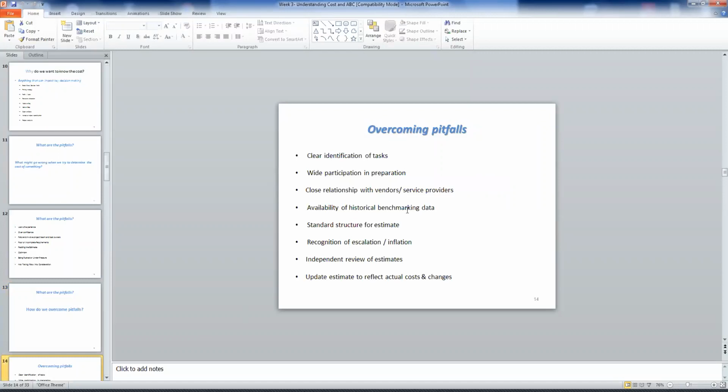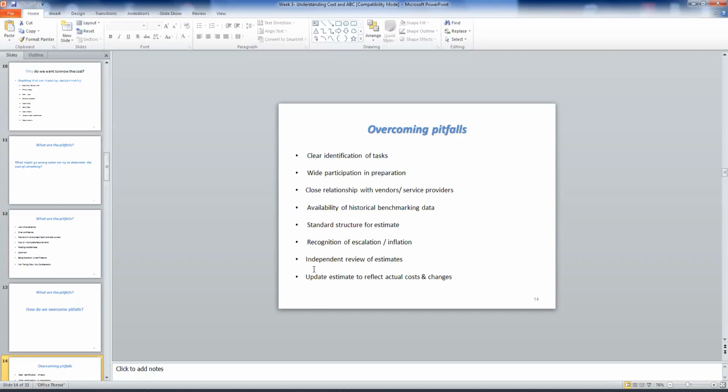But there are some other strategies too, right? So we want to make sure that we clearly understand the activities that are going on when we build a product or we have a service. And we want to have wide participation in the preparation. So the management accountant cannot do this alone. He or she has to sit down with everybody involved in the process: the purchasing people, the manufacturing people, the people that deliver the service, and understand what goes into making a product or service and what drives those particular costs. And then we need to understand our products and services in detail.